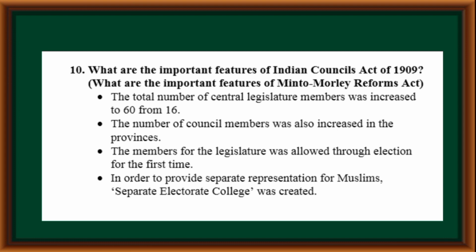What are the important features of the Indian Councils Act of 1909, or the Minto-Morley Reforms Act? The total number of central legislature members was increased to 60 from 16. The number of council members was also increased in the provinces. The members of the legislature were allowed through election for the first time in order to provide separate representation for Muslims. Separate electoral college was created.